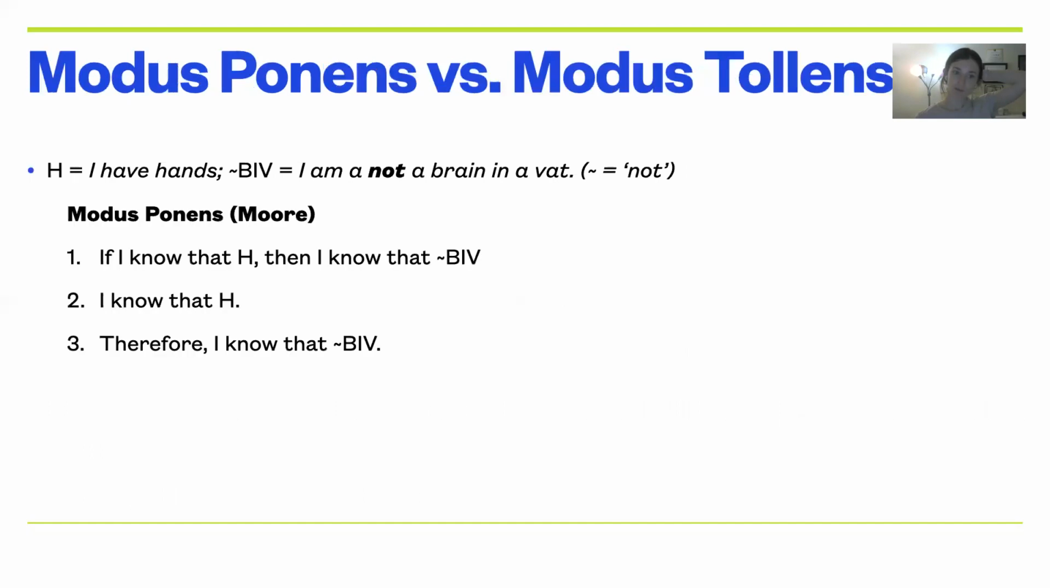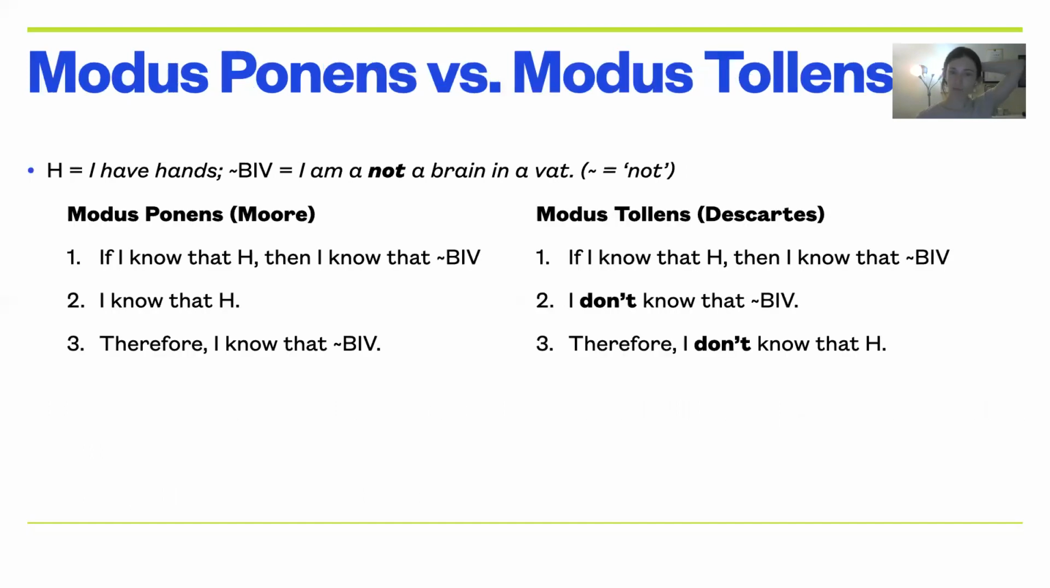So now we can compare Moore and Descartes' arguments. Descartes, or rather the standard Cartesian skepticism argument, uses modus tollens. And that looks like this. But Moore is just like, well, why don't I just ponens your tollens? Why can't I just say, I know that I have hands, so therefore I know I'm not a brain in a vat? Like, boom, skepticism defeated. Let's all go home.